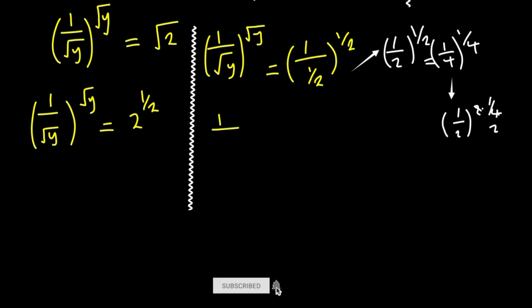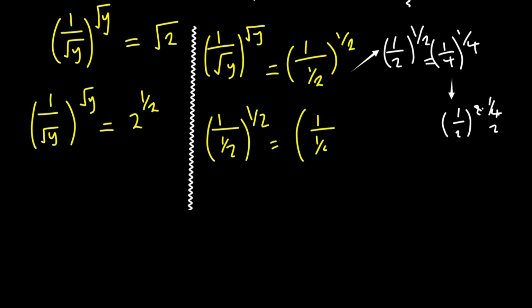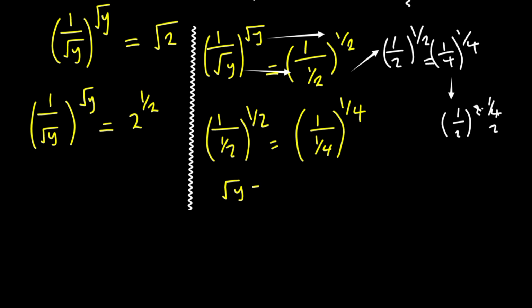Therefore, we can conclude that 1 over 2 all to the power of 1 over 2 is exact same as 1 over 4 all to the power of 1 over 4. So here, when we make a direct comparison, we'll find out that root y equals 1 over 2 or root y equals 1 over 4.